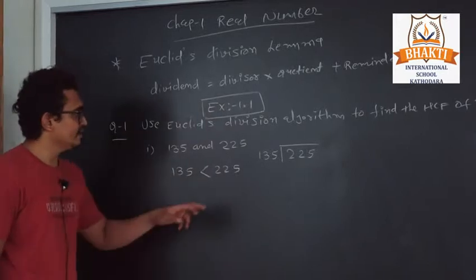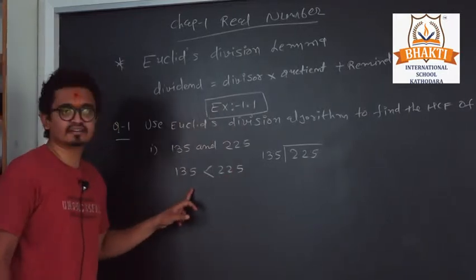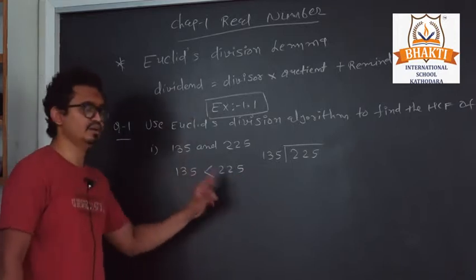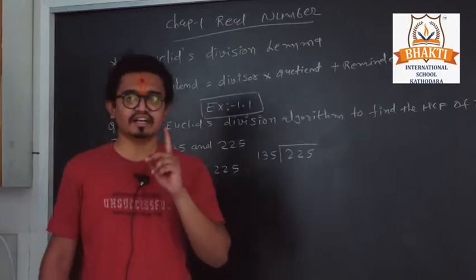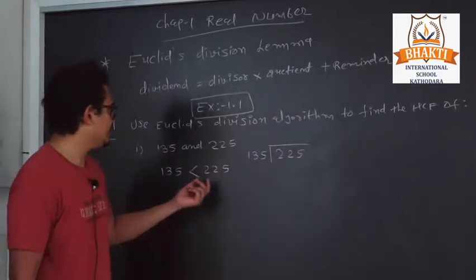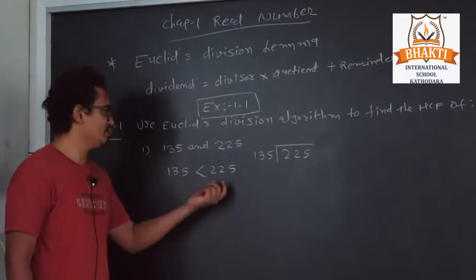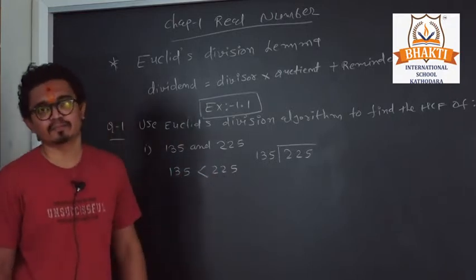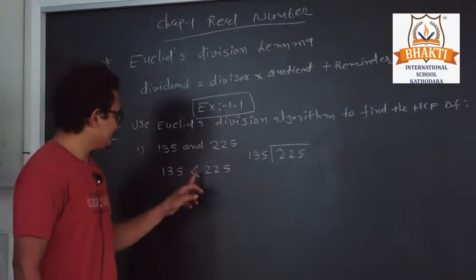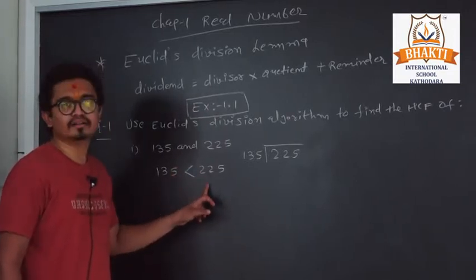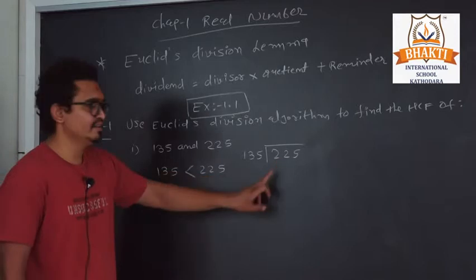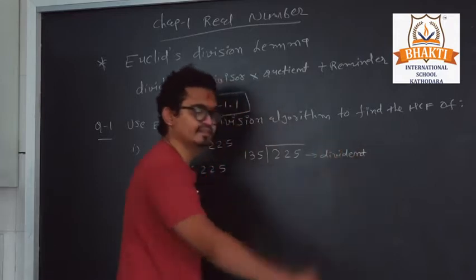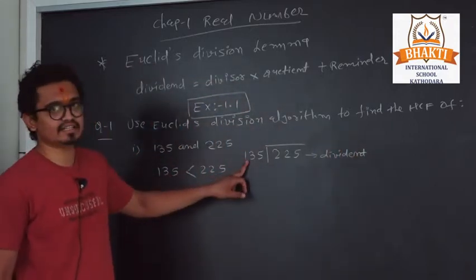Here we clearly see that 225 is greater than 135. We have two numbers, so first we decide which of the two numbers is greater. Out of these two numbers, clearly 225 is greater than 135. So now we divide the bigger number by the lesser number. The bigger number is our dividend, so here we write dividend, and the lesser number is our divisor.